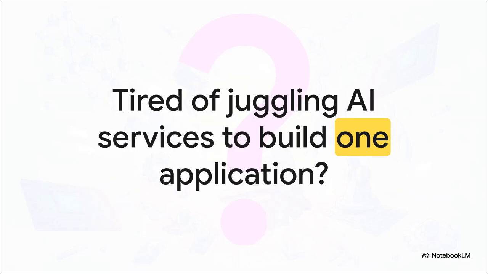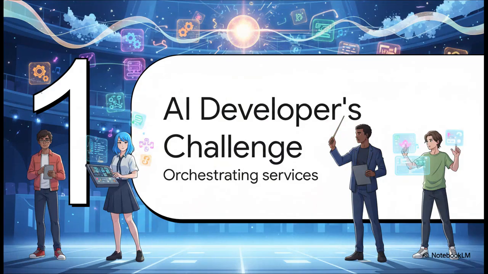So, let me ask you something. Does this sound familiar? You're trying to build one amazing AI application, but you end up wrestling with a whole mess of different services, different models, different libraries. It gets really complicated really fast, right? And yeah, that's pretty much the biggest challenge for AI developers today. It's all about orchestration. You're not just a coder anymore, you're basically a conductor, trying to get a whole symphony of different tools to play together. And it can be a massive headache.